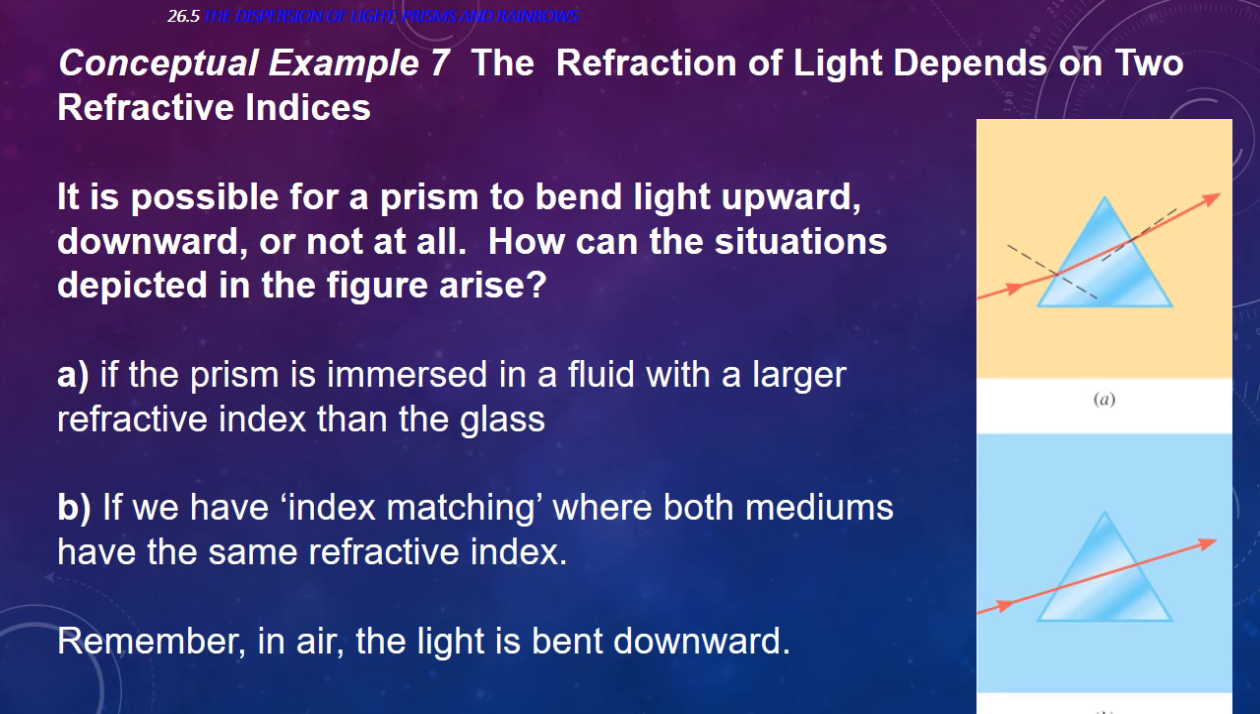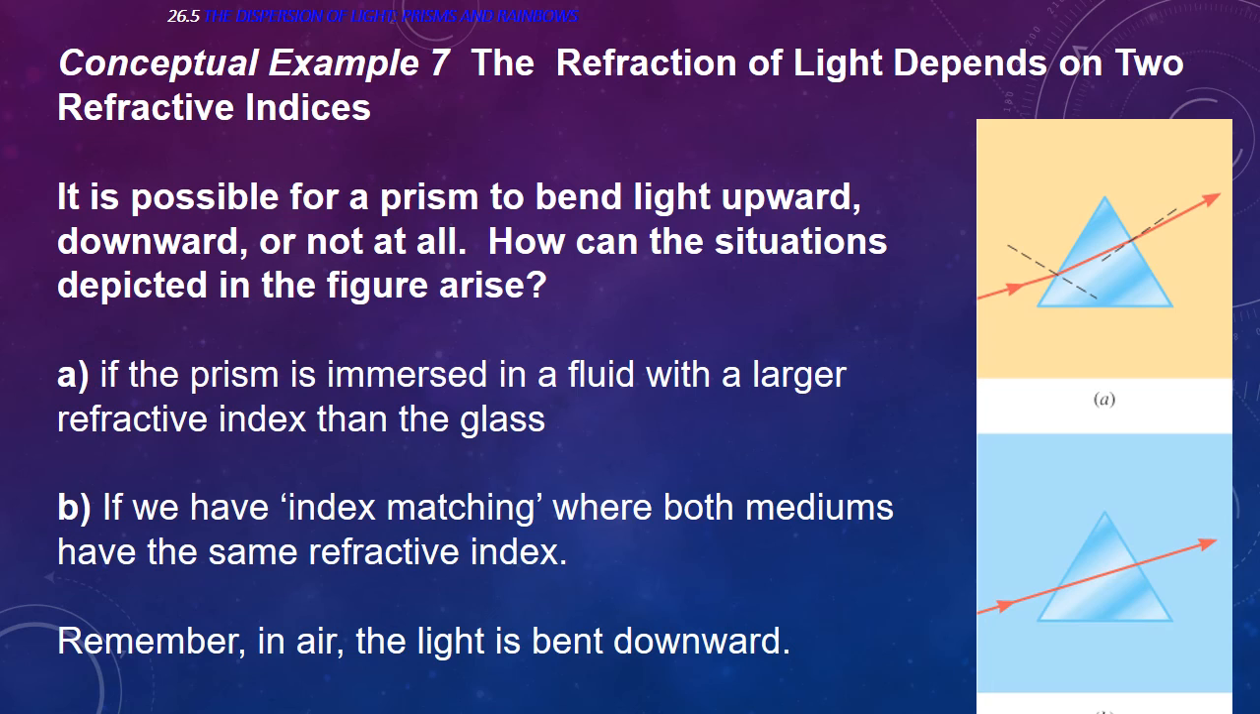So what you should know now is that the refraction of light depends on two refractive indices: what you're coming from and what you're going to. It is possible for a prism to bend light upward, downward, or not at all, for instance. And the difference is because it's not just the prism that matters, but the other material. So for instance, if a prism is immersed in a fluid with a larger refractive index than the glass, you get situation A, where it just ends up bending towards the normal, right?